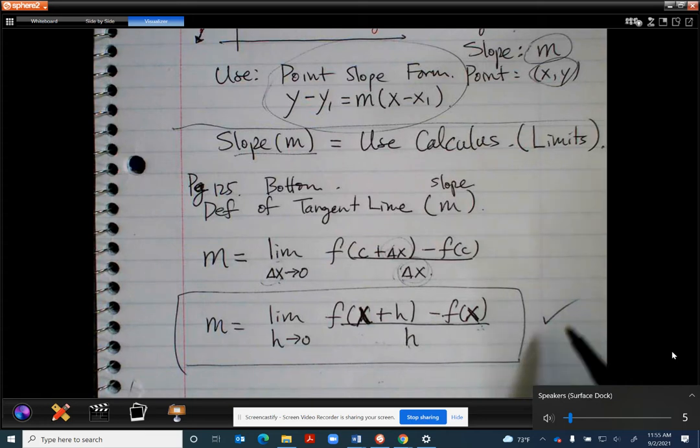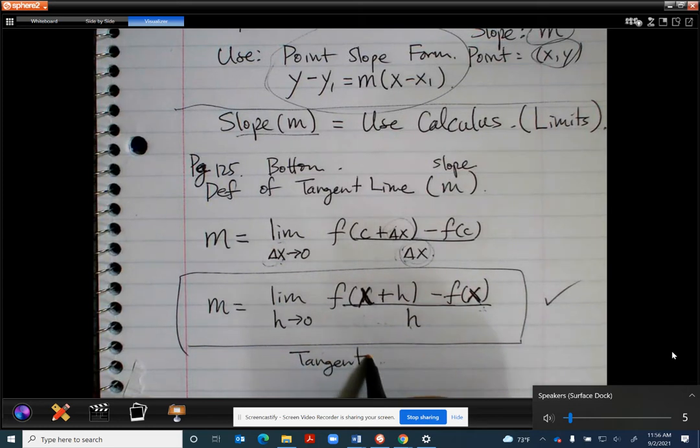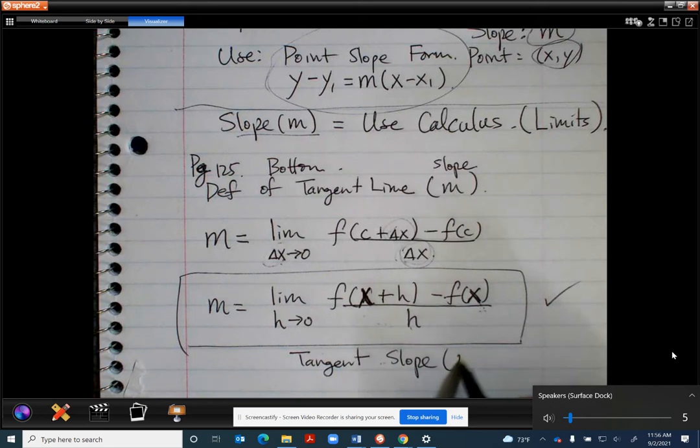And what is this? What is this representing? This is your tangent. Not only tangent, it is tangent slope. So basically that would give you your slope. Okay? This whole limit process will find the slope that you need.